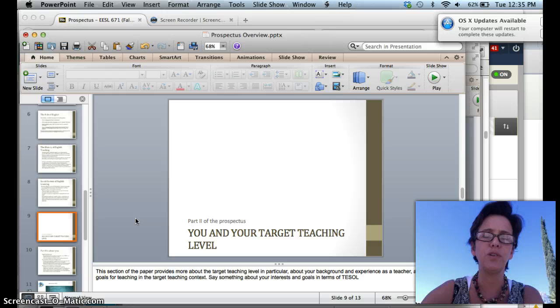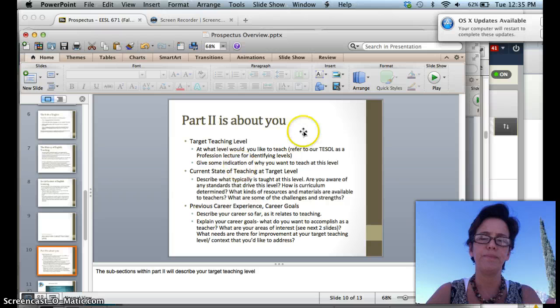Okay, turning to part 2, the 3 bullet points in the next part of the rubric. This section provides more information about your target teaching level in particular, such as elementary, adult, university, etc., and about you and your goals for teaching. So the target teaching level is about what level you'd like to teach, and we talked about target teaching levels in the lecture on TESOL as a profession. So give some indication of why you want to teach at this level.